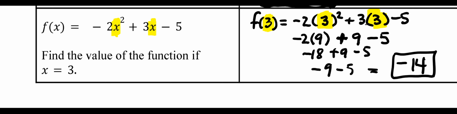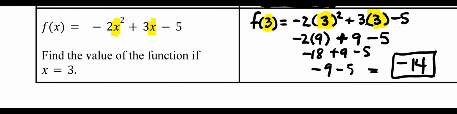And as I said, if you want to, you can just plug that into the calculator. Let's take a look at what that might look like. Never mind.